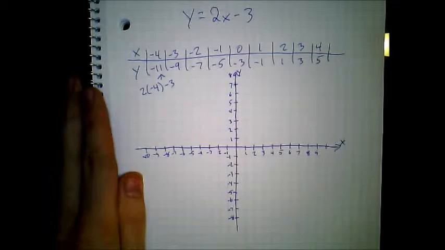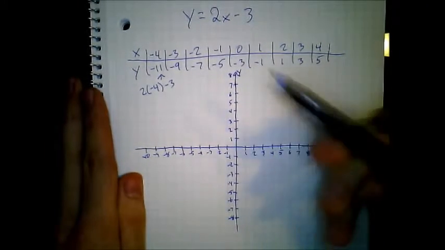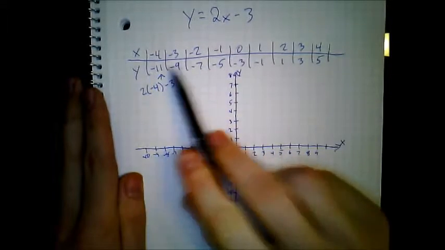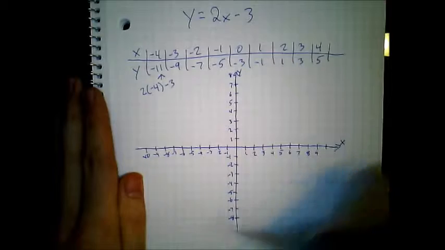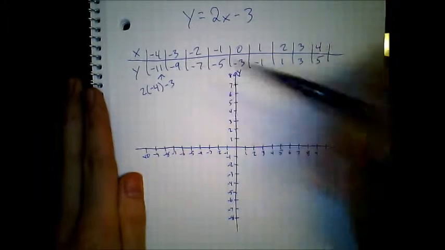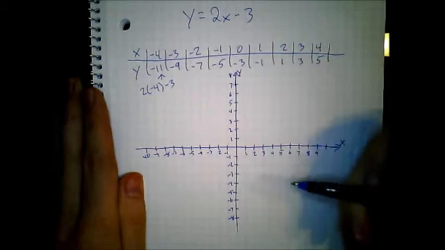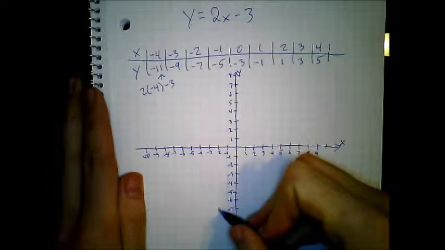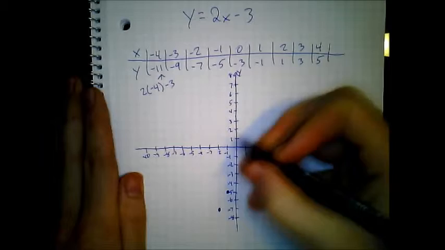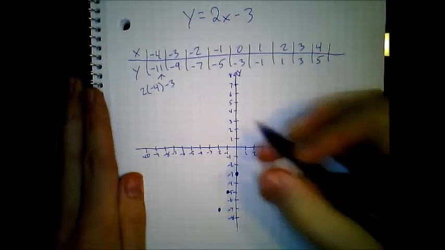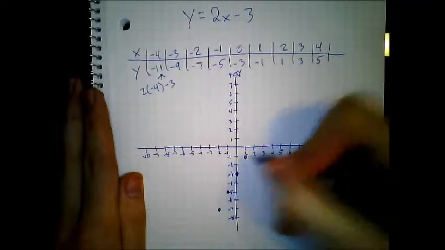Okay, now that we have our graph set up, we're just going to start plotting our points. Now, if they don't fit, it's no big deal. It's why we make a table so big with so many numbers. Okay, -4, -11 doesn't really fit, but that's not a problem. Neither does -3, -9. So we're going to start with -2, -7. We're just going to plot that point. -1, -5. 0, -3. 1, -1.